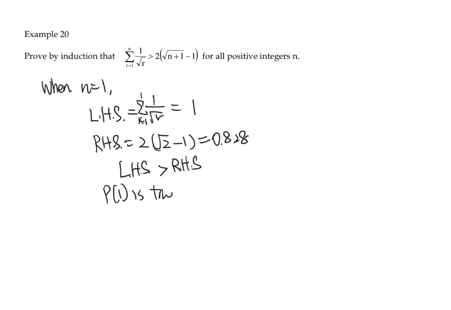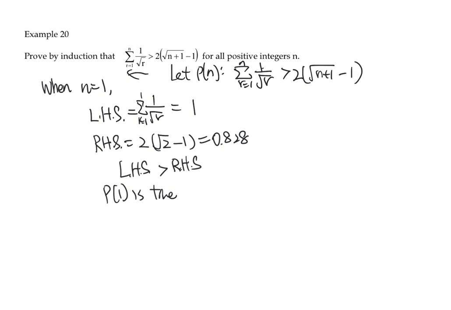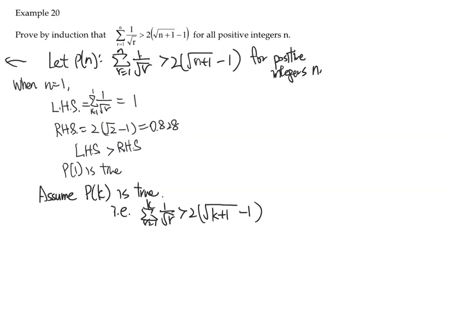Oh, I forgot, you have to write the proof. Let Pn be the statement first. Let Pn be the statement: the summation of r from 1 to n, 1 over square root r, is larger than 2 times the bracket square root n plus 1 minus 1. That is our proposition for positive integers n. So we can assume Pk is true. I have rearranged the page outline, and this one is our assumption.